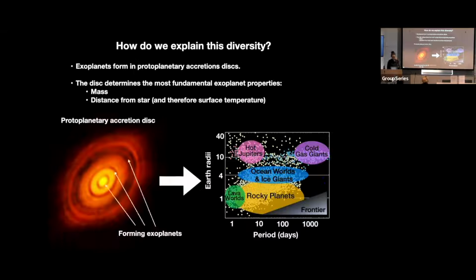This image on the left-hand side that I'm showing you here is HL Tau. It's a very famous image. It was taken in 2015. What you can see are these dark gaps. These are gaps that are being carved out by forming exoplanets. They're carving out all of this dust that you can see here. So if we want to understand the exoplanet architecture, we need to understand the conditions of formation in the protoplanetary accretion disk.